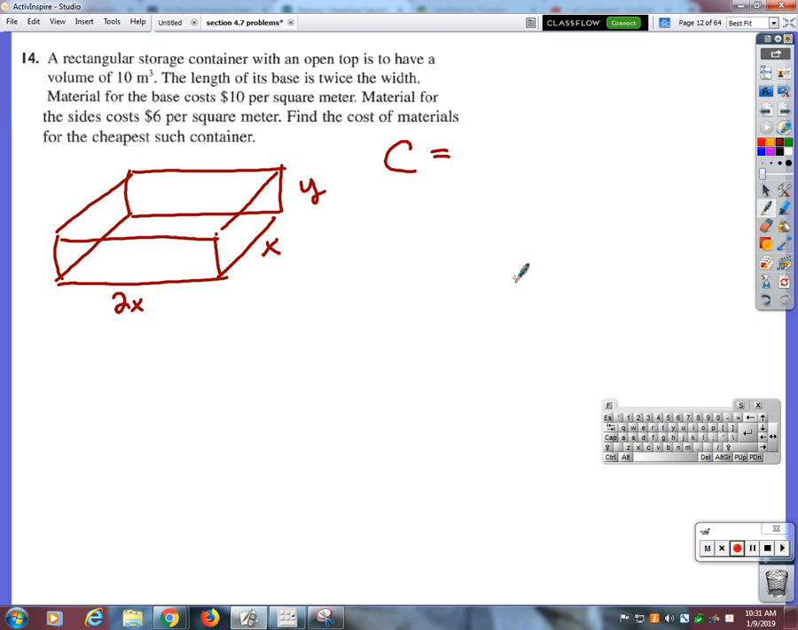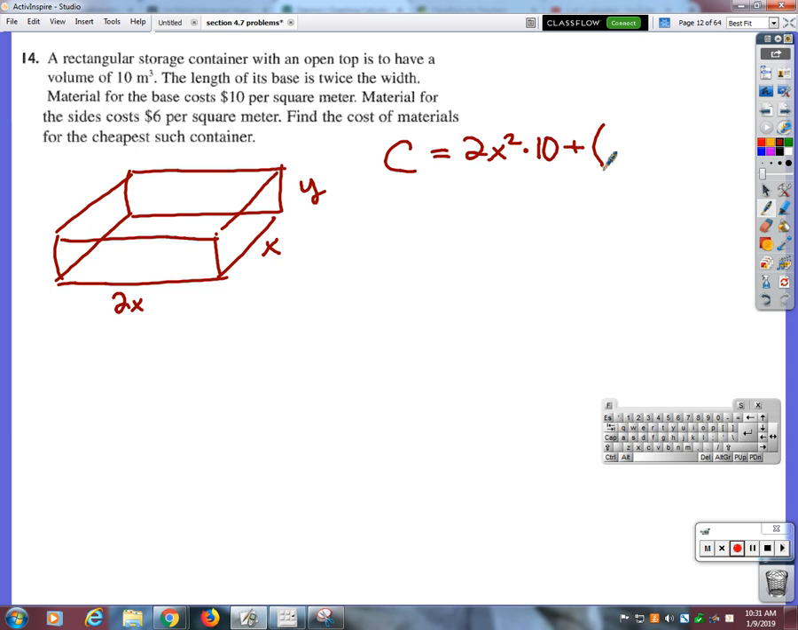What's the area of the base? 2x times x, or 2x squared. How much do the base materials cost? $10 per square meter. So I have to take that area and multiply it by 10.